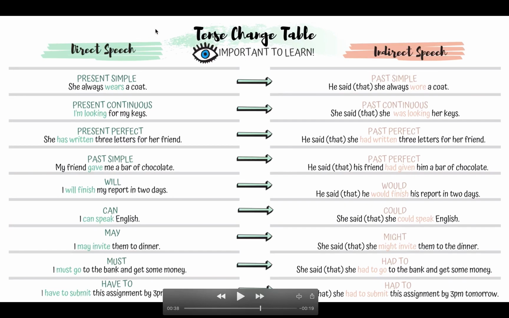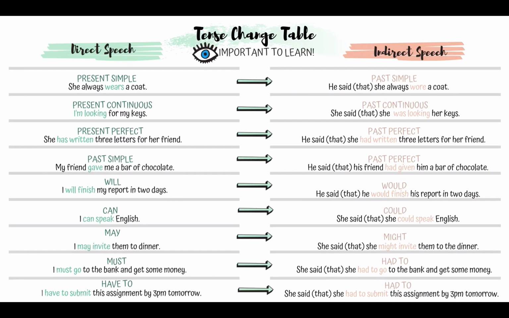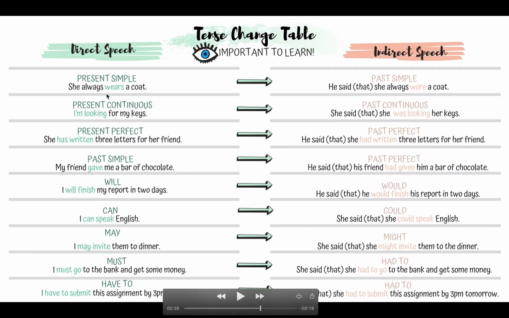Now, we go over to this side to our indirect speech, which again is another way of saying reported speech. Indirect and reported mean the same thing. So the present simple goes back in time to our time machine and turns into the past simple. The past simple of wears is wore. The same thing goes with the rest of the verbs.